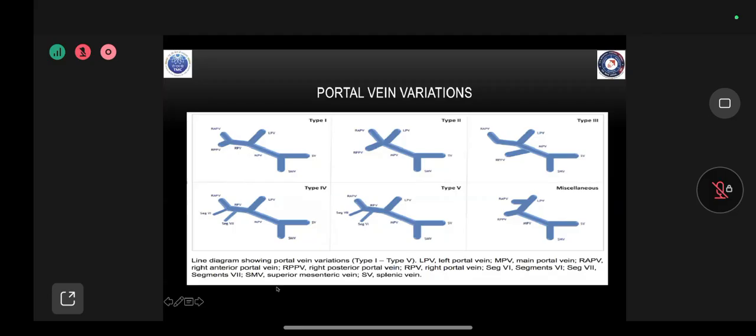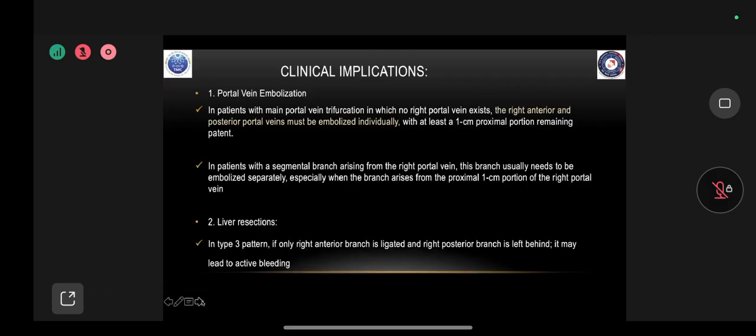This is just a line diagram which represents what I just said. Portal vein variations are the simplest to identify on a CT scan, and this actually helps us during surgery to plan our liver resection. Something which can be identified preoperatively: if you have a patient in whom you are planning liver augmentation and has a portal vein trifurcation, you need to identify and embolize these veins separately to get an adequate volume augmentation. If only one vein is embolized, then you may end up with a suboptimal volume.